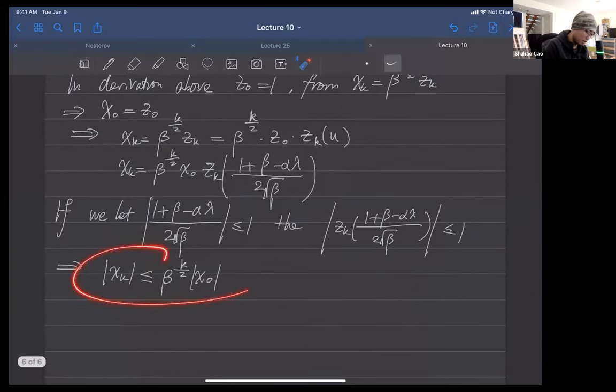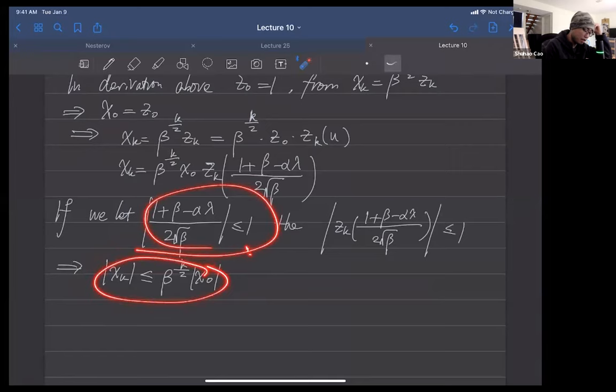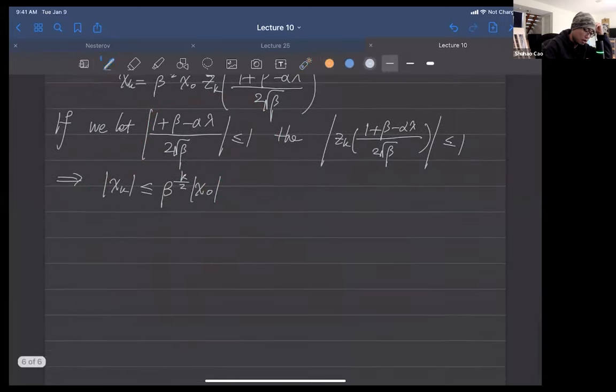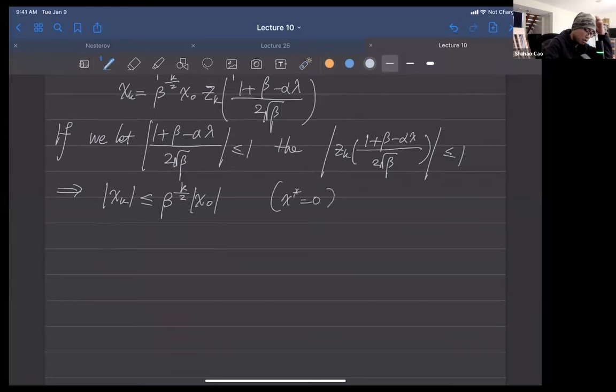So what happens here is, basically, we just require this to be less than or equal to 1, then we have the convergence. The reason is that x star is 0, so xk minus x star is the same thing as x0 minus x star. This is the same thing as convergence now, because if we require beta to be between 0 and 1, which we did require, as beta is our momentum constant required between 0 and 1, then we have the linear convergence.